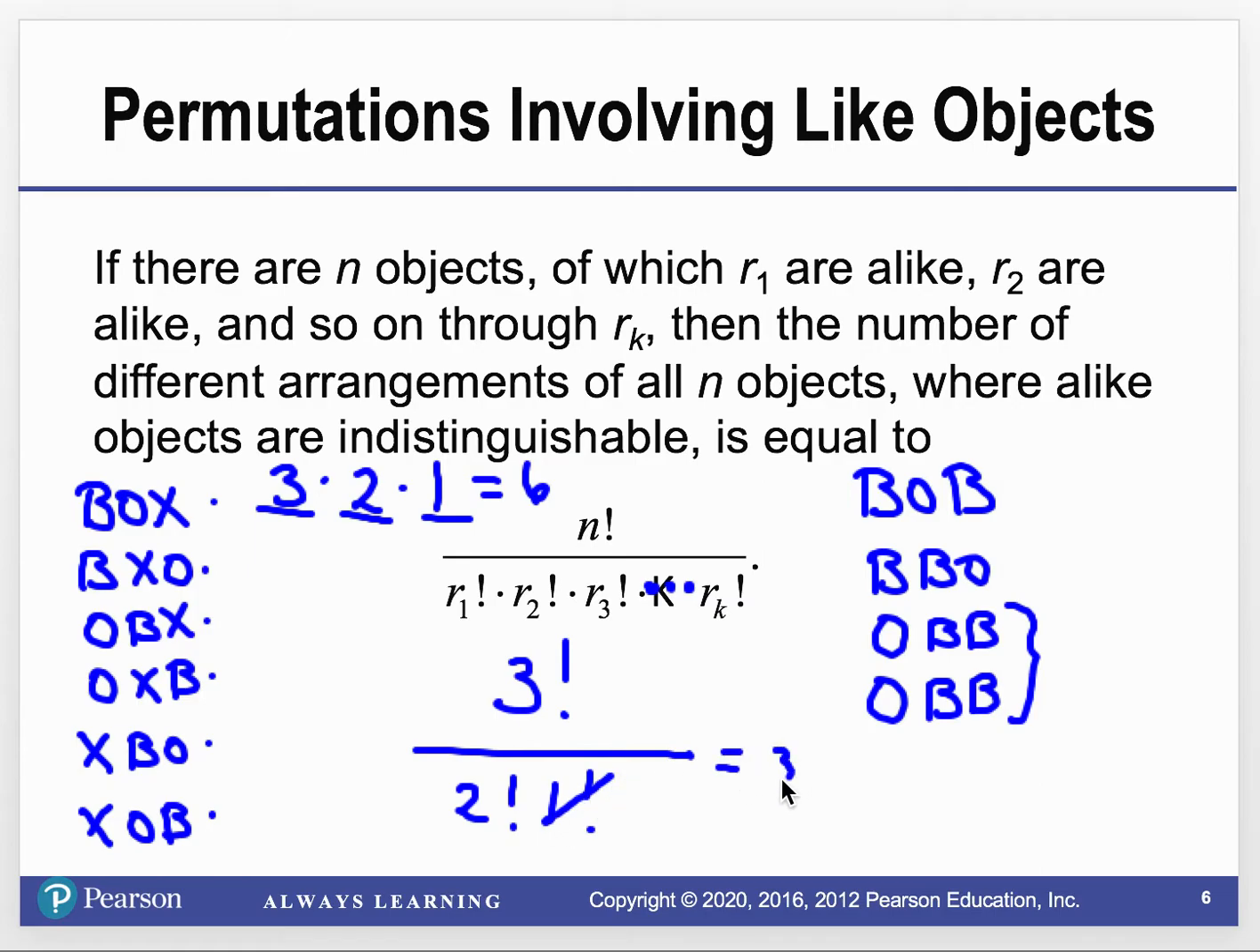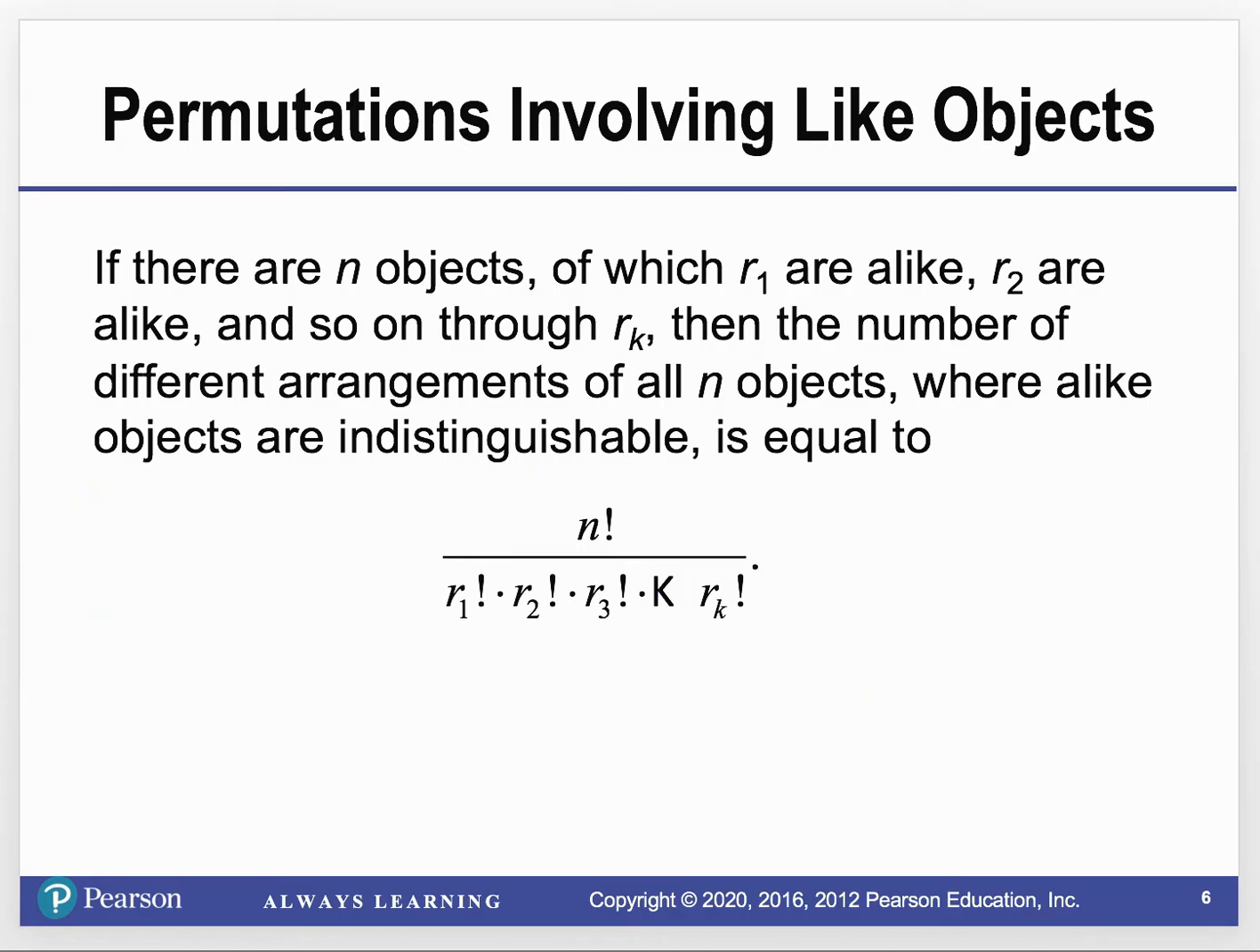So this is 3 times 2 times 1 over 2 times 1, technically times 1. Or notice, oh, we only get 3 different arrangements, right? And here they are, 1, 2, 3. Okay, so that's a formula that I want to be aware of and add to my list. Permutations of like items.